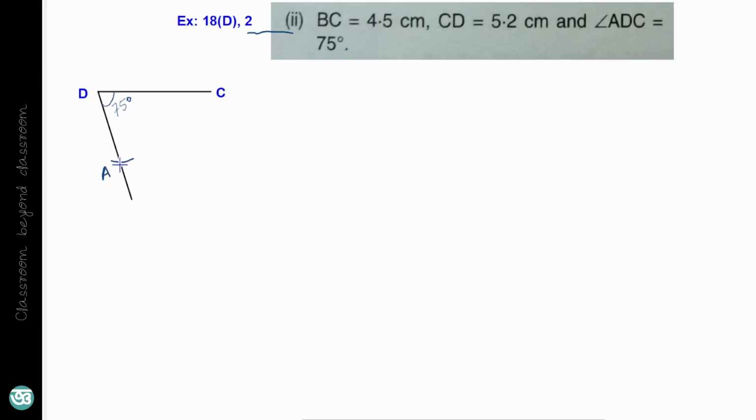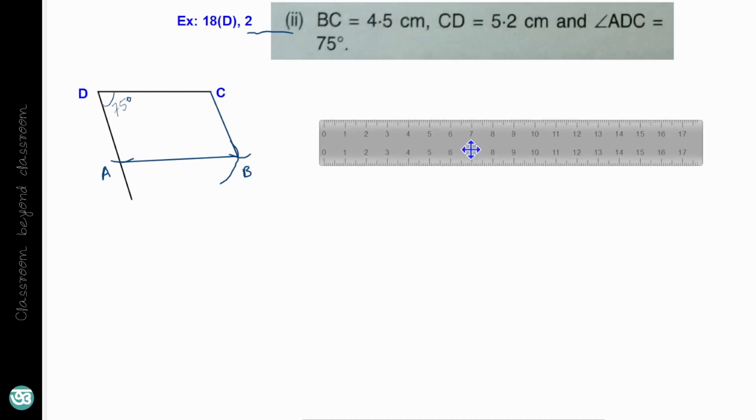Again, you see AB is equal to DC. So from point A, we can construct an arc like this. From point C, this will be BC, and BC is equal to DA. So we can construct another arc like this. And after that, we can join these points and we'll get the required parallelogram, and this point is point B. So let us construct the actual parallelogram.